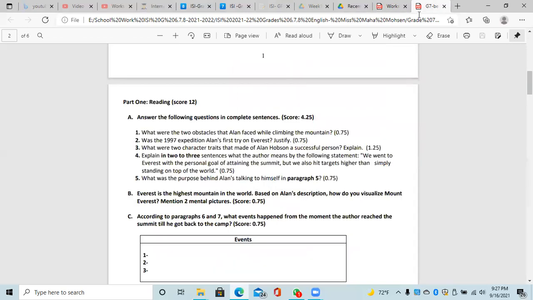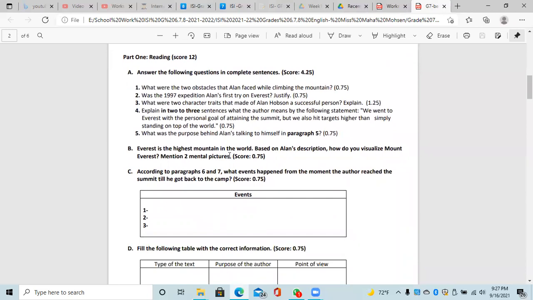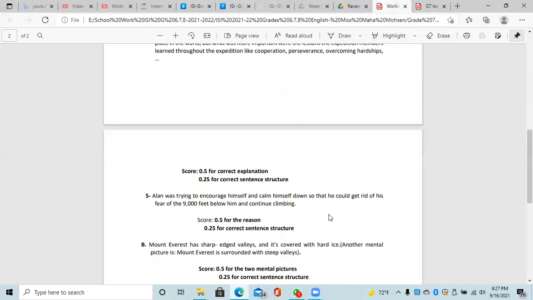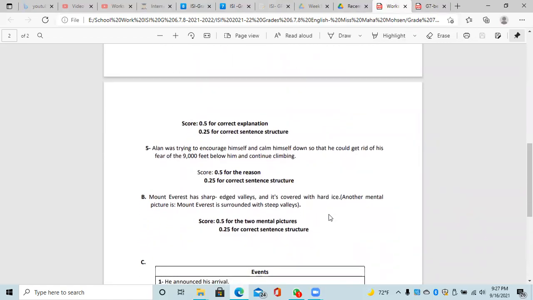Now, part B. Everest is the highest mountain in the world. Based on Alan's description, how do you visualize Mount Everest? Mention two mental pictures. You know what mental pictures are? Like you picture them in your head, you visualize them, you imagine them. So you have to imagine in your head how Mount Everest looks according to all the hardships and the things that Alan Hobson mentioned in the text, because none of us visited or climbed Mount Everest. So we could not feel what he felt or experience what he experienced, but we can imagine that based on the information he shared.